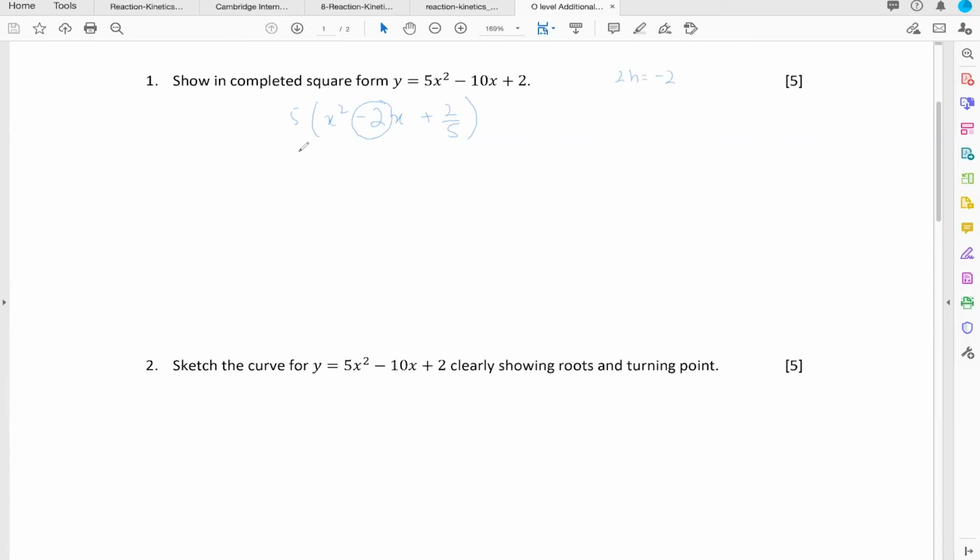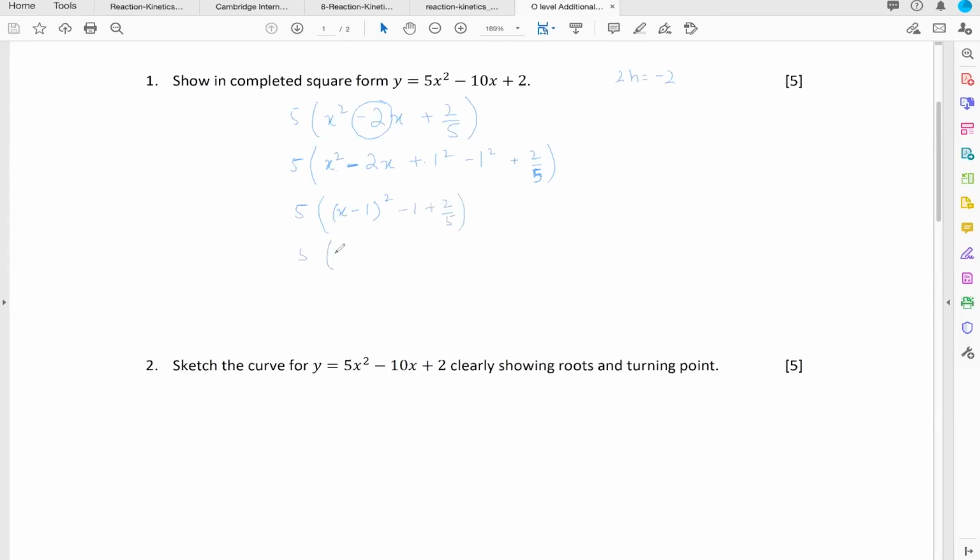What's the next step? So you have to add and subtract 2 over 2, which is 1. So x squared minus 2x plus 1 squared minus 1 squared plus 2 by 5, right? Now what's the next step? Last step. You write x minus 1 whole squared, minus 1 because it is negative here, and then minus 1 whole squared. And then you simplify this side.